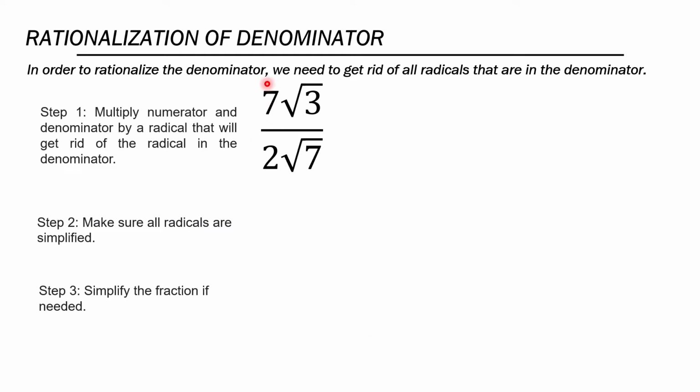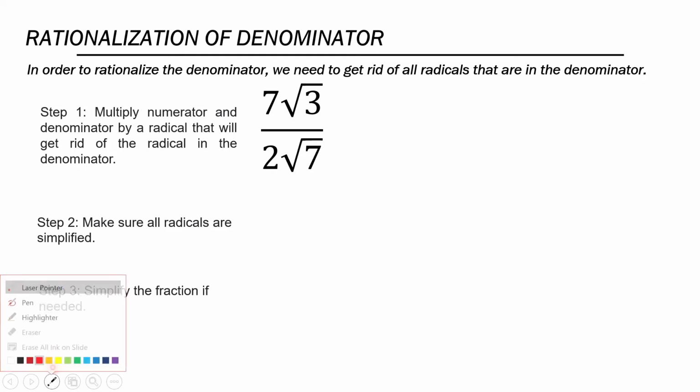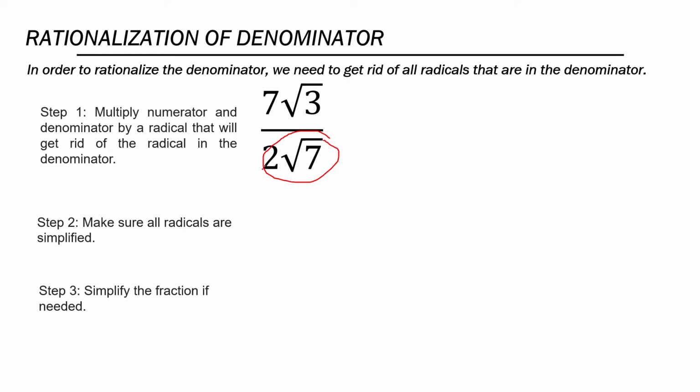Ito. So, you have 7 square root of 3 over 2 square root of 7. So, if napansin nyo kanina, yung meron lang tayo, ito. Okay, wala tayong corresponding number. Ito lang yung kanina, yung may square root lang. At this time, meron na tayong 2. Anong gagawin natin? Always focus sa goal.